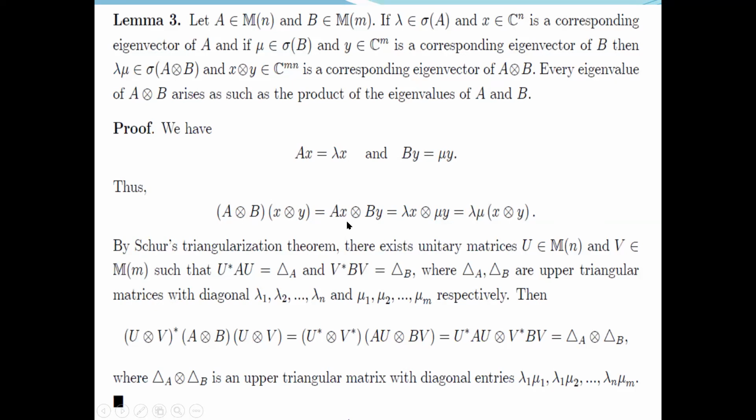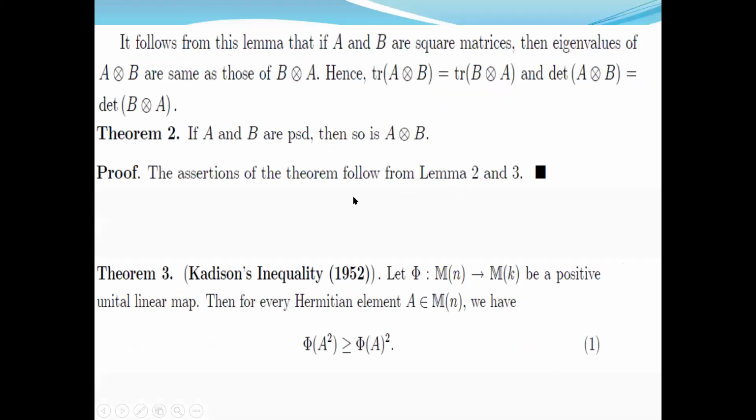From this, it is also clear that if A and B are both positive semi-definite, then the tensor product is also positive semi-definite, because we have already shown that if A and B are Hermitian, A tensor product B is also Hermitian. Also, their eigenvalues are obtained on multiplying eigenvalues of A and B. So if eigenvalues of A and B are non-negative, eigenvalues of A tensor product B are also non-negative. So A tensor product B is positive semi-definite.